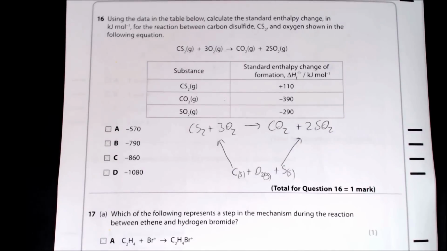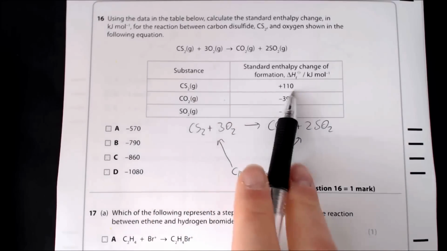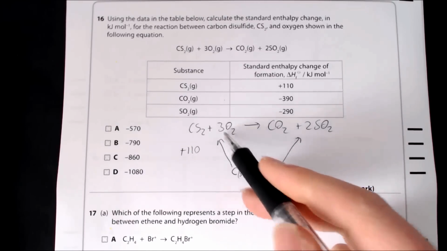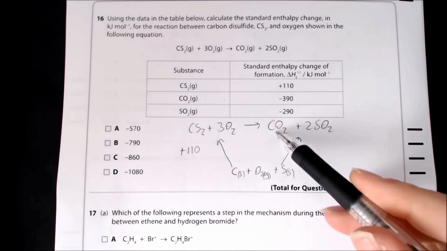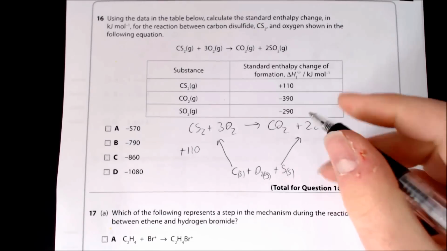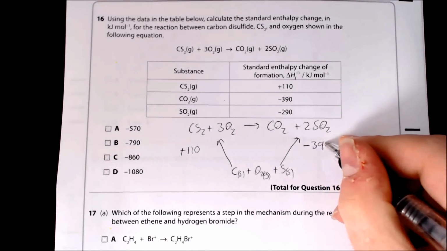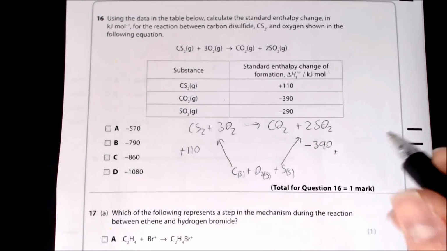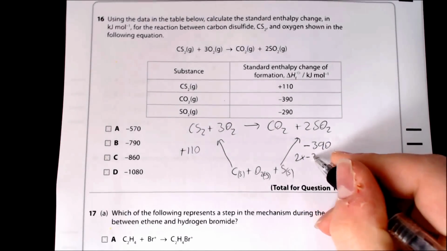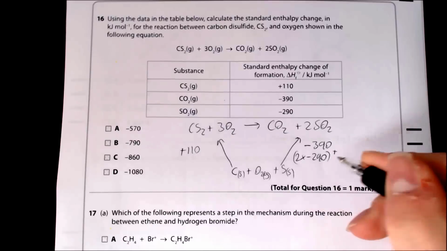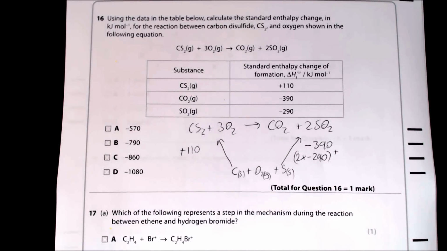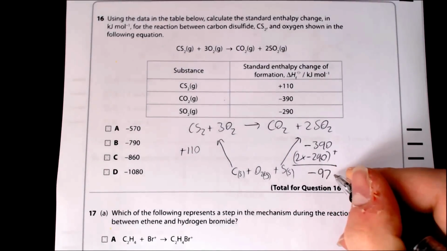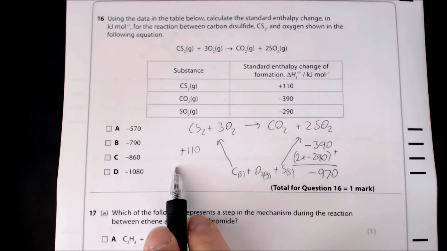So we need to look at the formation of CS2. So CS2 is plus 110. Formation of oxygen is an element, so it's 0, so we don't need to worry about that. Formation of carbon dioxide is minus 390, so put minus 390 there. And we're going to add that to the formation of 2 moles of SO2. So SO2 is 2 times by minus 290. And so if we add that up, on this side, we should get minus 970. On this side, and obviously this is 110.